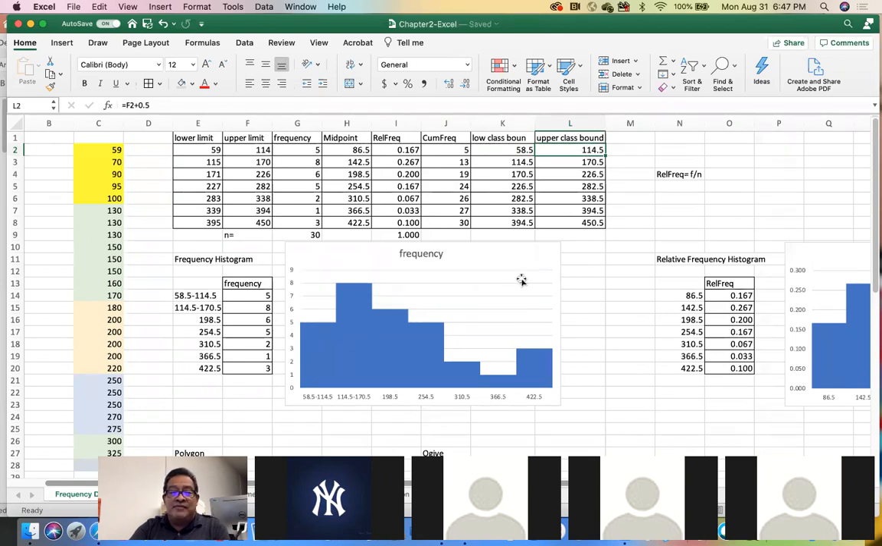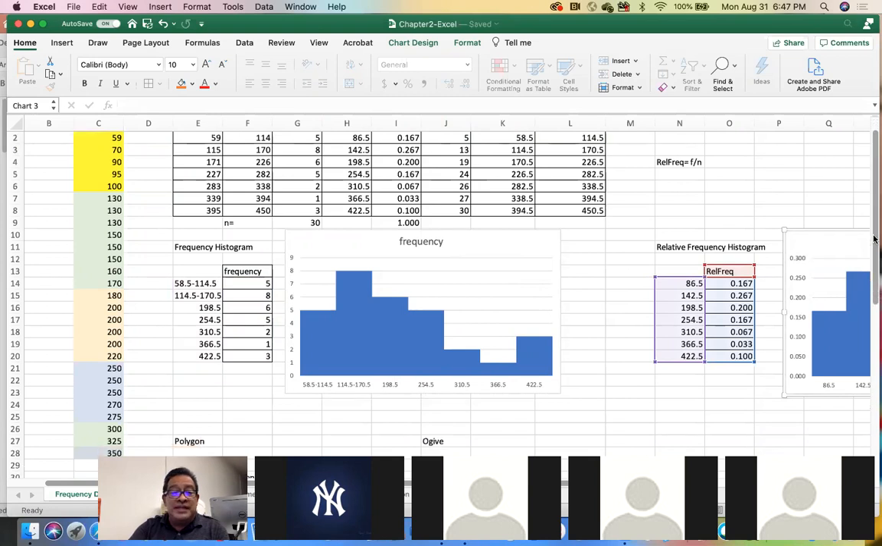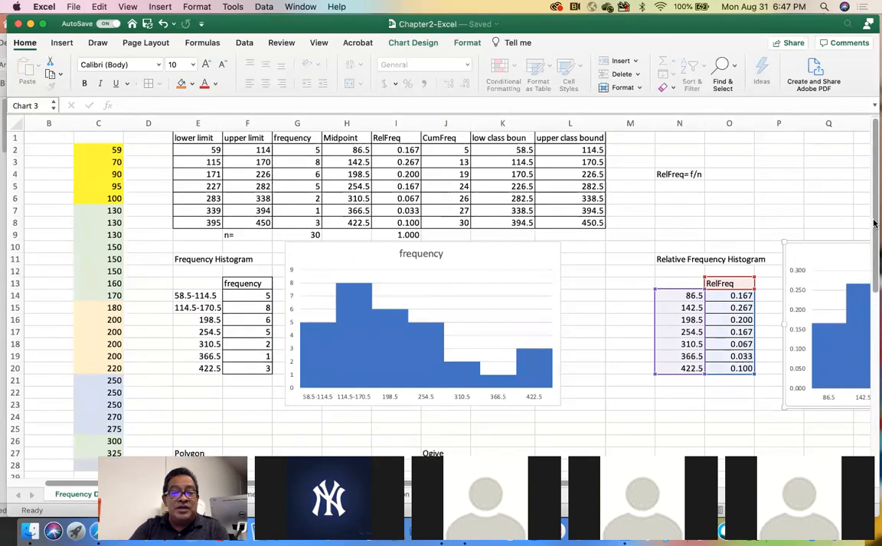So that's what we have done so far. We found the frequency, the histogram based on the frequency distribution. We did a histogram based on the relative frequency. What we can also do is to use a polygon. So what I did here, I'm gonna create a line chart. So let me go back to my PowerPoints.